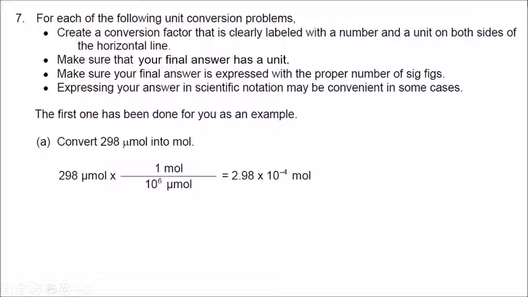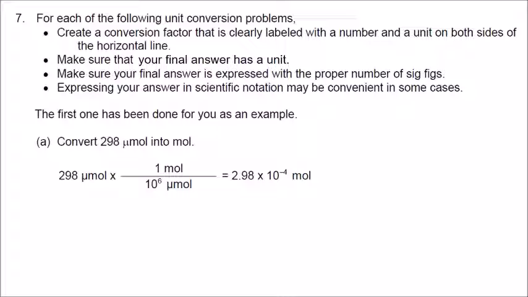Okay, for number 7, you're going to be creating a conversion factor to convert from one unit to another, and you'll have to know your metric prefixes to set up that conversion factor correctly. Make sure that your conversion factor is clearly labeled with a number and a unit on both sides of the horizontal line. Make sure that your final answer has a unit. Make sure that your final answer is expressed with the proper number of sig figs, and expressing your answer in scientific notation may be convenient in some cases.